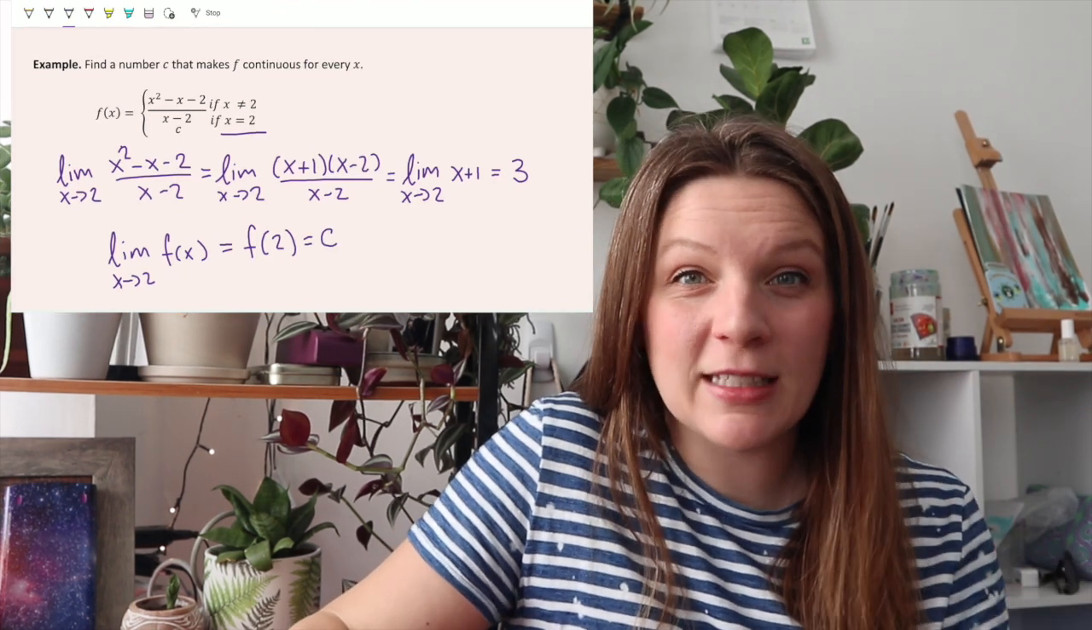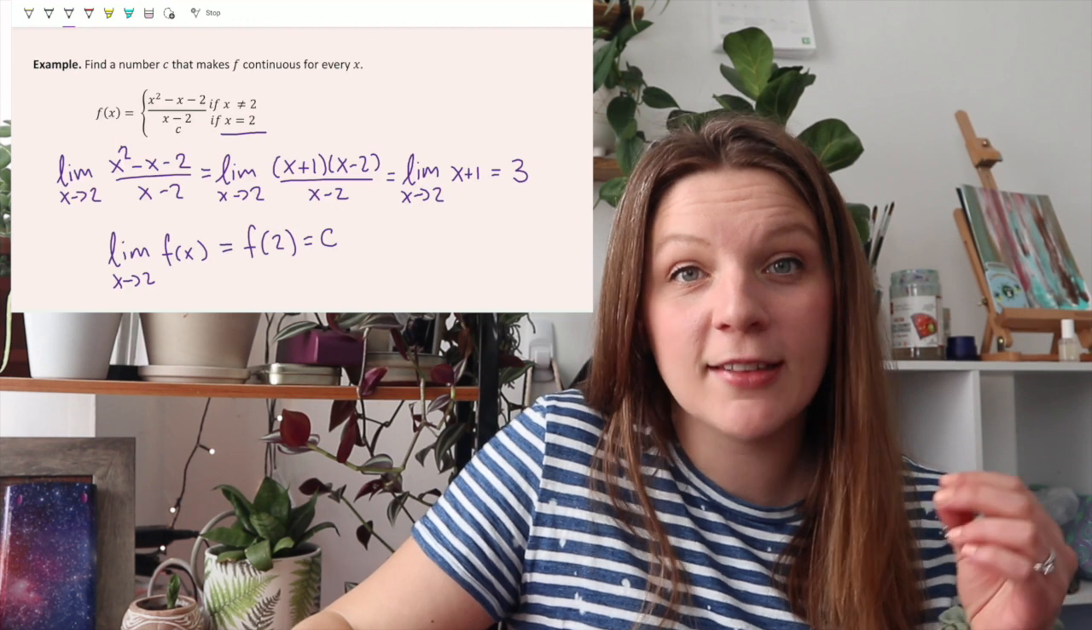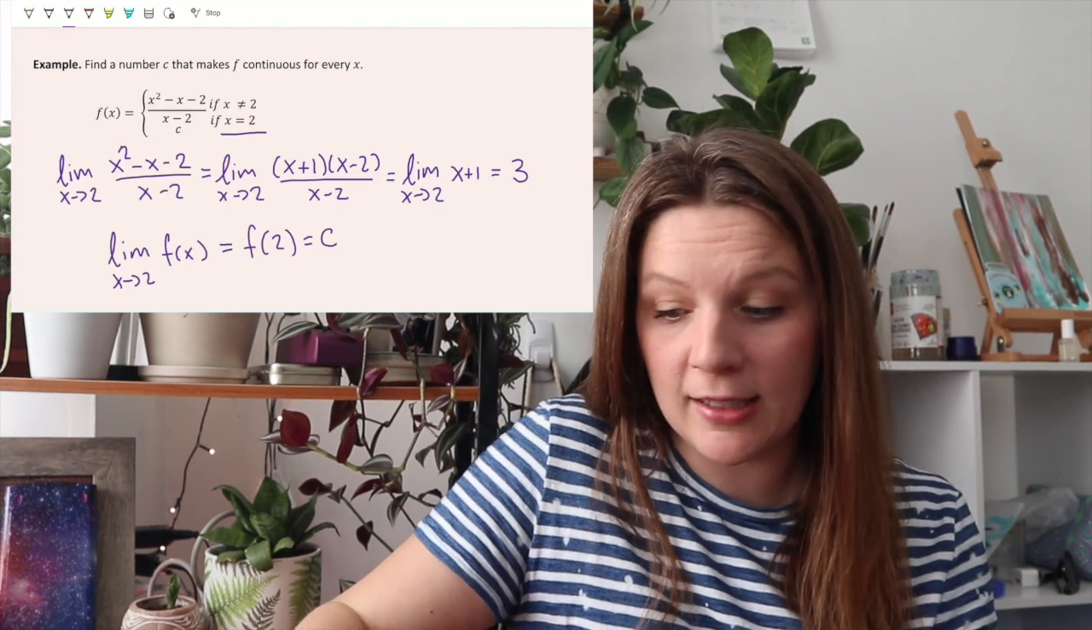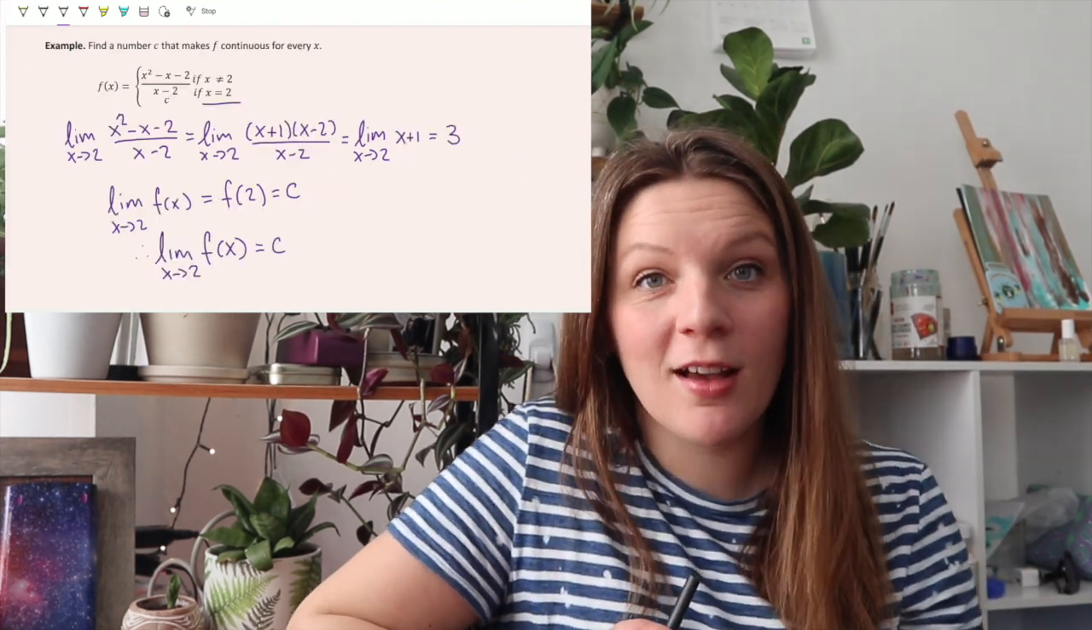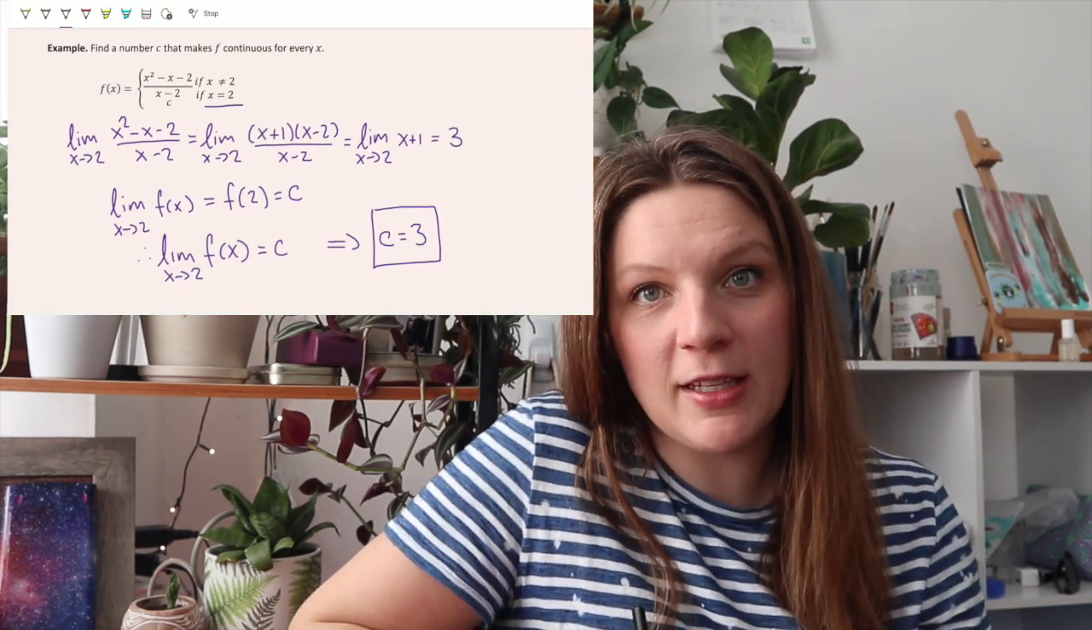So for this function to be continuous, we must conclude that the limit of f of x as x goes to 2 is equal to c. And since we already know that the limit of f of x as x goes to 2 is equal to 3, we get that c must be equal to 3.